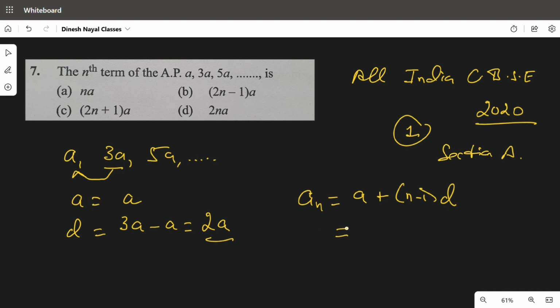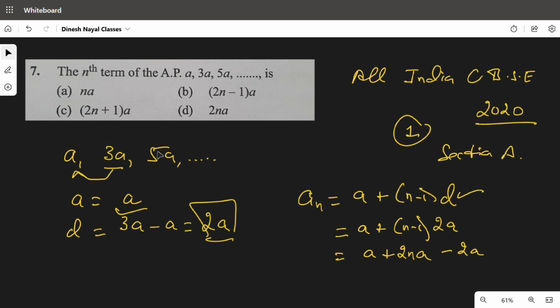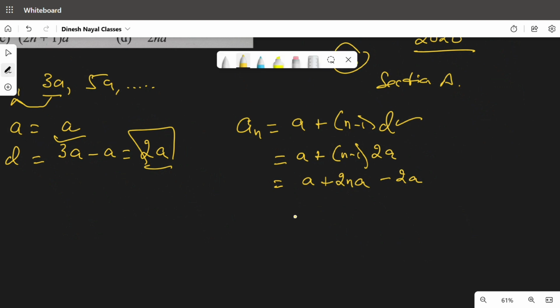So substituting the values of A and d. A is actually a only, plus n minus 1, and d is 2a times 2a. So this is a plus, now if we expand this bracket, n times 2a will be 2na, and minus 1 into 2a is minus 2a. Now see, this is 2na, and a minus 2a is actually minus a. So you can write 2na minus a.